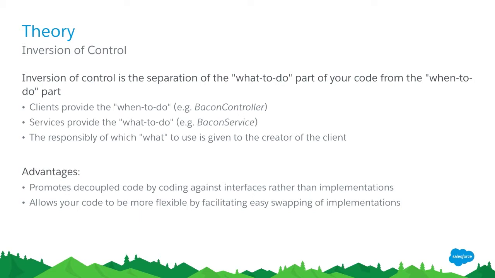So then the responsibility of which what to use, and this is where things get a bit complicated, and I'll show a little bit of code in a second to explain this, is given to the creator of the client. So whatever initializes the controller determines which services you should be using at any one point. And it's quite hard to see that at the moment because I've been using a static method in a class, but you'll see in a second when we move on to instance things, there's some very powerful things you can start to do.